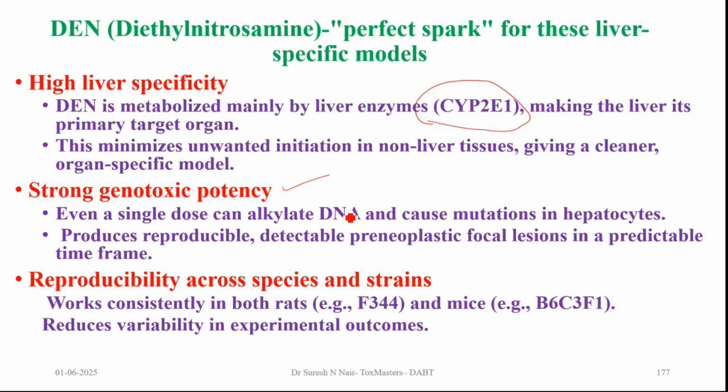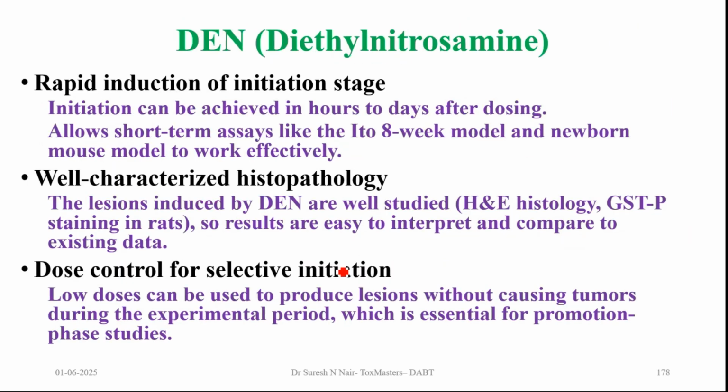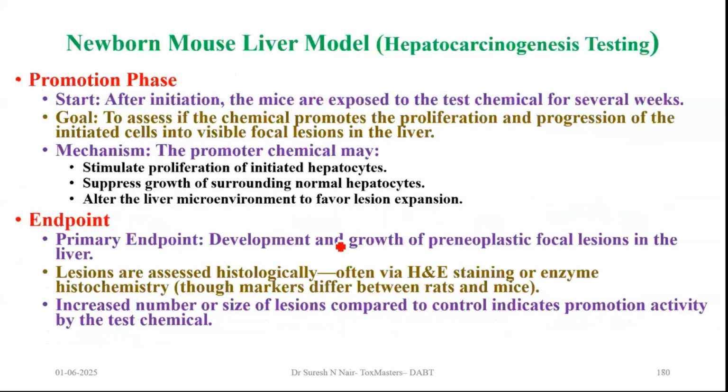We already studied how alkylation produces carcinogenicity in the hepatocyte, and reproducibility across species and strains. Okay, then rapid induction, well-characterized histology, and control for selective initiation. All these are the advantages of diethyl nitrosamine. Then the newborn mouse liver model we have already studied in detail, but I have given it in a more systematic way so that it will be easy for you to understand.